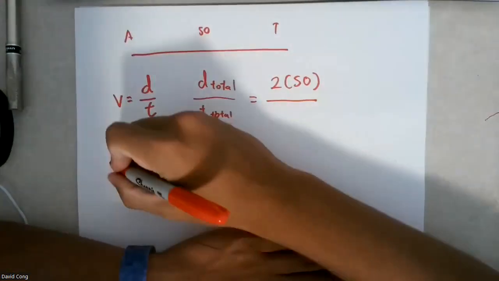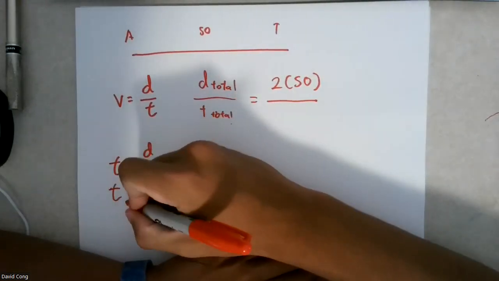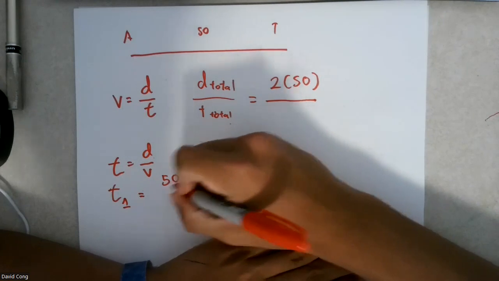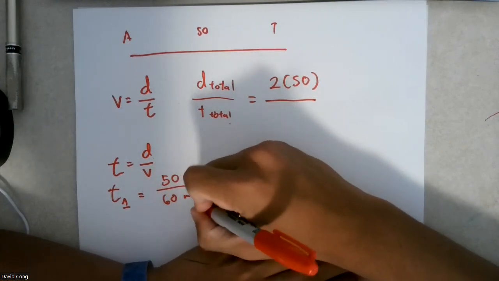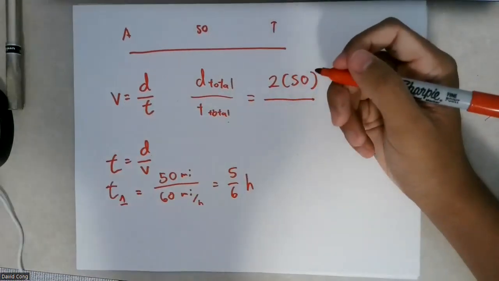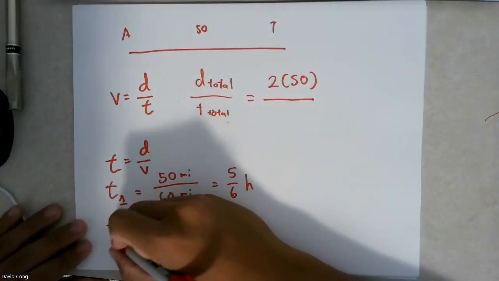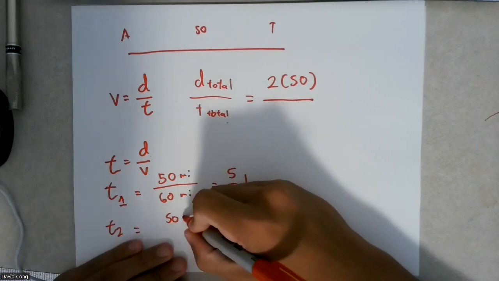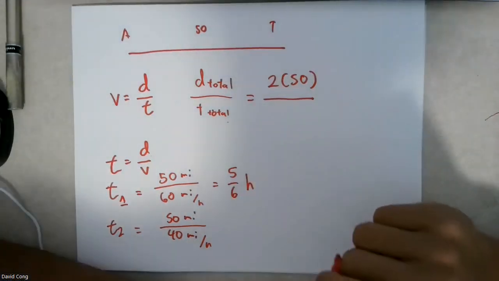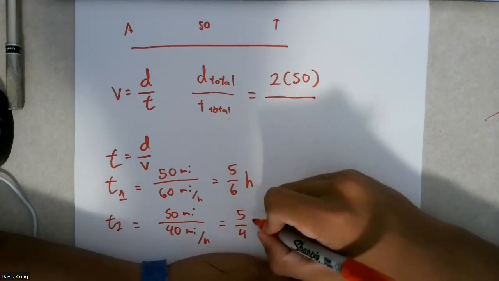Well, let's just move these variables around. We know time is equal to distance over velocity. So I'm going to call that time 1. What is that equal to? 50 miles over 60 miles per hour, which is equal to 5/6 of an hour. Now on the trip back, he only averages 40. So the time back is 50 miles over 40 miles per hour, which we get as 5/4 hour.